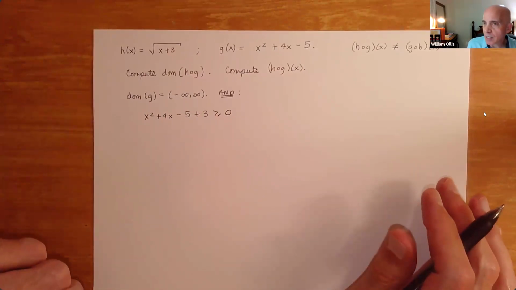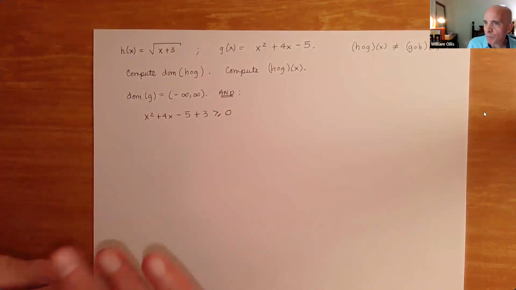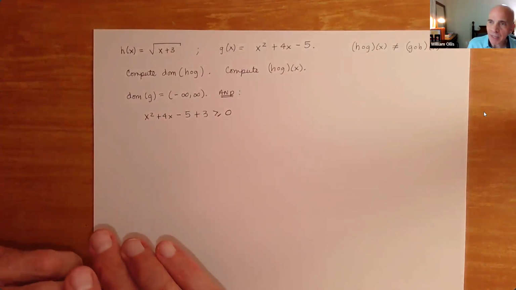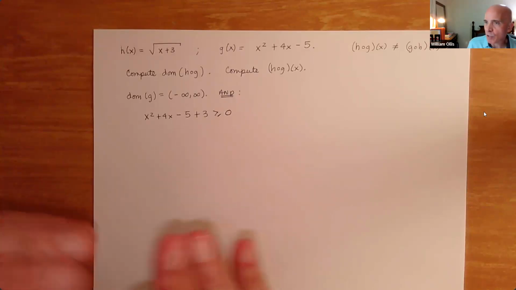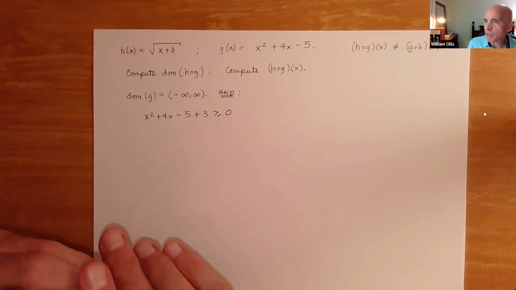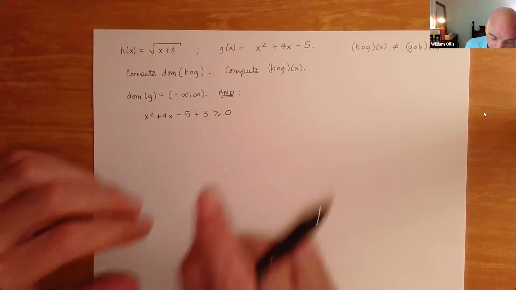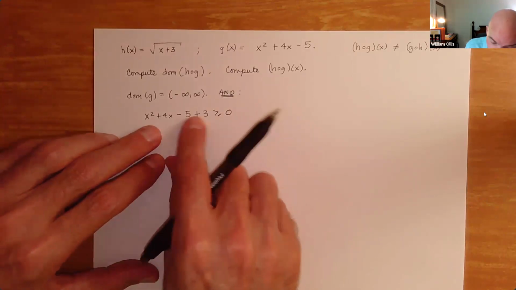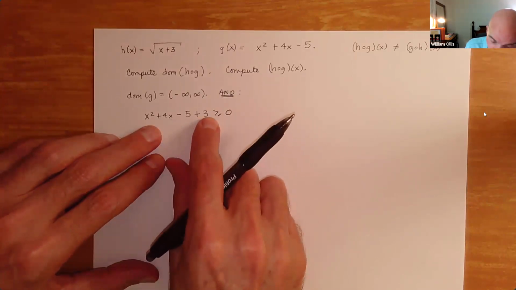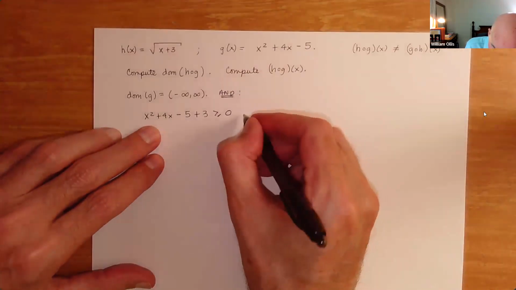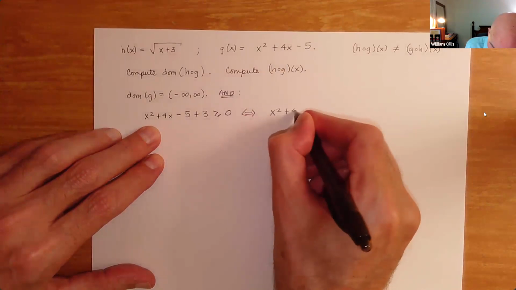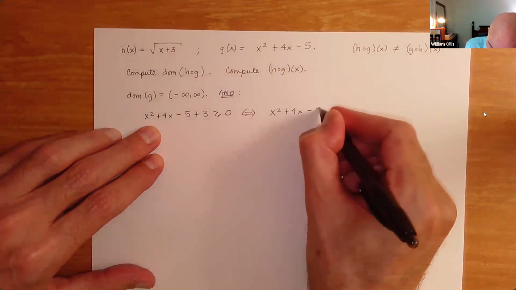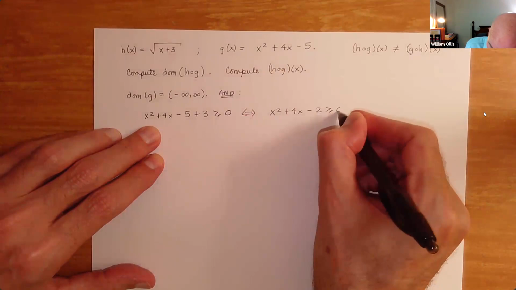It doesn't change the definition. It may take a little bit more maneuvering to clean up the function, but that again is just part of the process of looking at different examples. So now, of course, we can just add the -5 and the 3 and get a -2. So we have X squared plus 4X minus 2 is greater than or equal to 0.